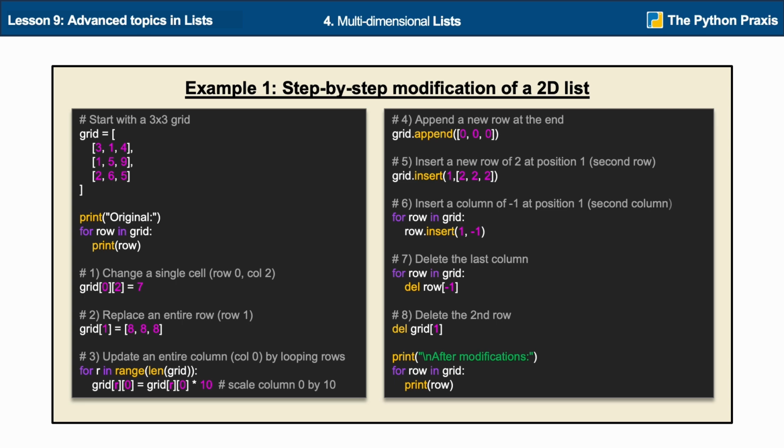And as last modifications, we will delete certain parts of the list. First, we delete the last column using a for loop and the del statement with negative indexing. And then we delete the second row using del. Finally, using another for loop, we print the modified list.